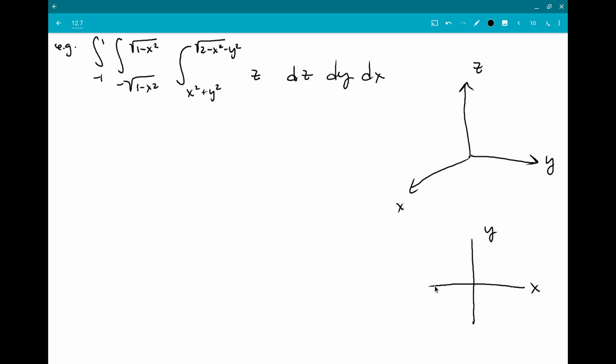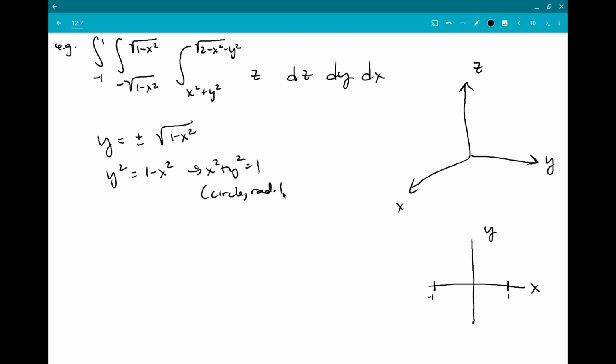So my x goes from -1 to 1. So that's something. And then if I look at my bounds for y, hopefully at this point we're getting really good at seeing that if y equals plus or minus root 1 minus x squared, that came from y squared equals 1 minus x squared. That came from x squared plus y squared equals 1, a circle of radius 1. It would have happened a lot in polar coordinates.